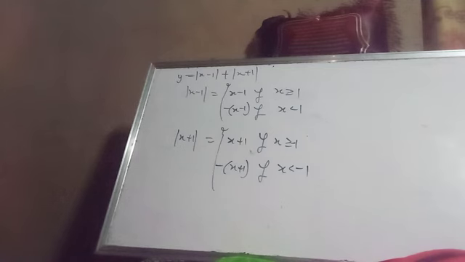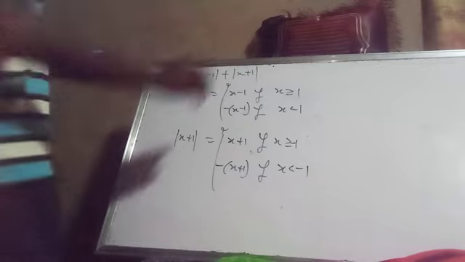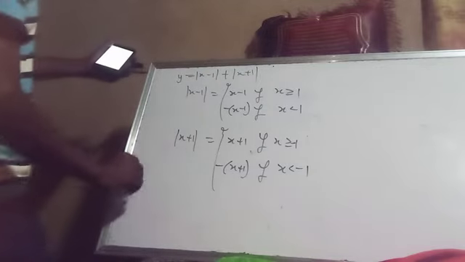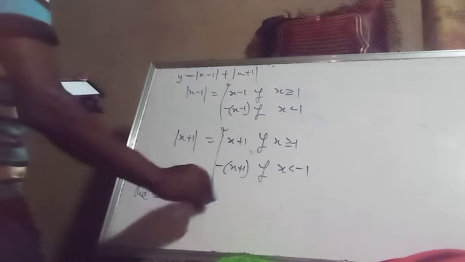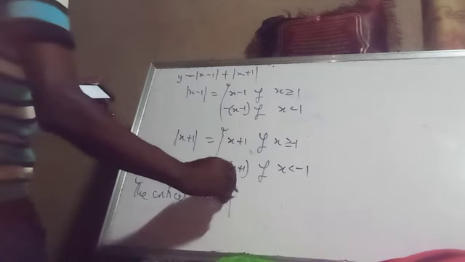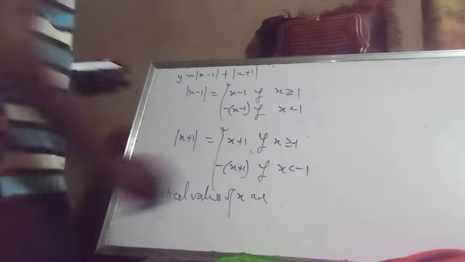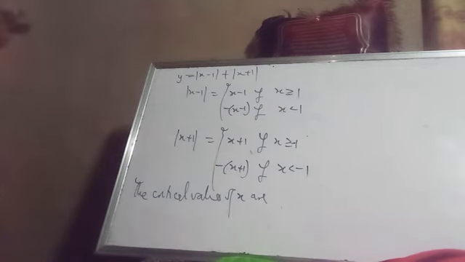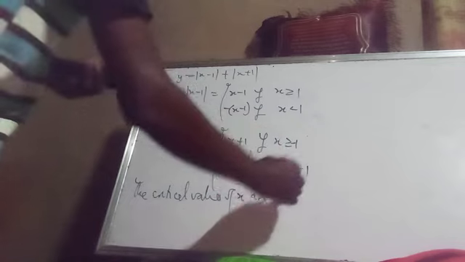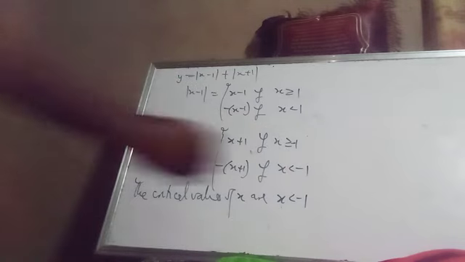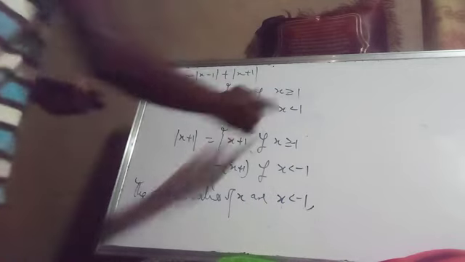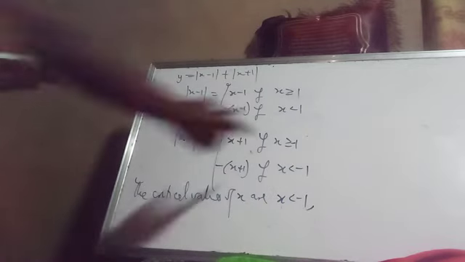But before adding them together, what are our ranges? The range, or the critical values of x. The critical values of x start from x less than minus 1. You can have that. Now you can join this and this together. Yes, this and this can be linked together.